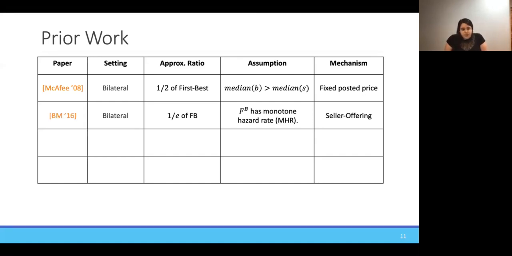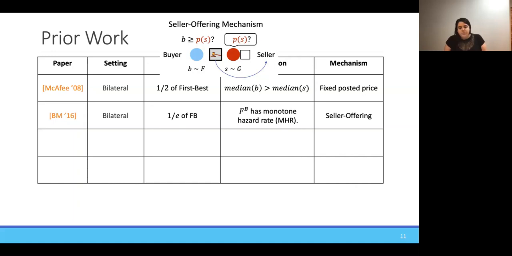The second result I want to mention is by Blumrosen and Mizrahi, again in bilateral trade, and they get 1/e of the first best, and they use the seller offering mechanism, which basically they're giving the power of the mechanism to the seller as long as the seller only uses this one form of mechanism. So the seller says, what about this price? After they look at their value, and then the buyer says, okay, my value is higher or lower, and therefore I will trade or not. And they use this monotone hazard rate condition, which is basically a condition on the tail.